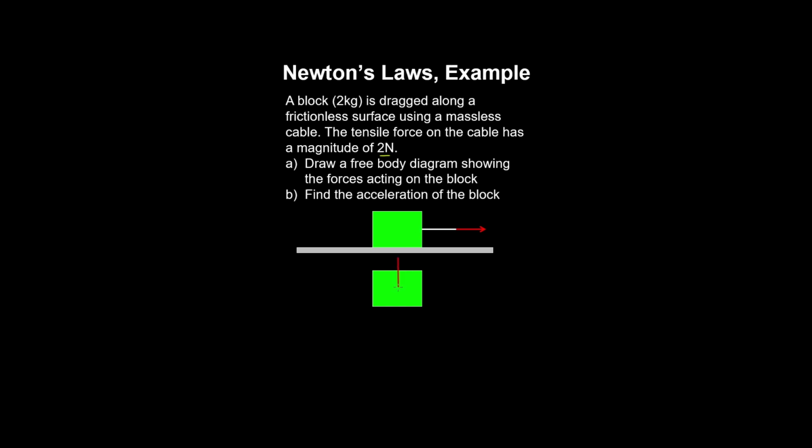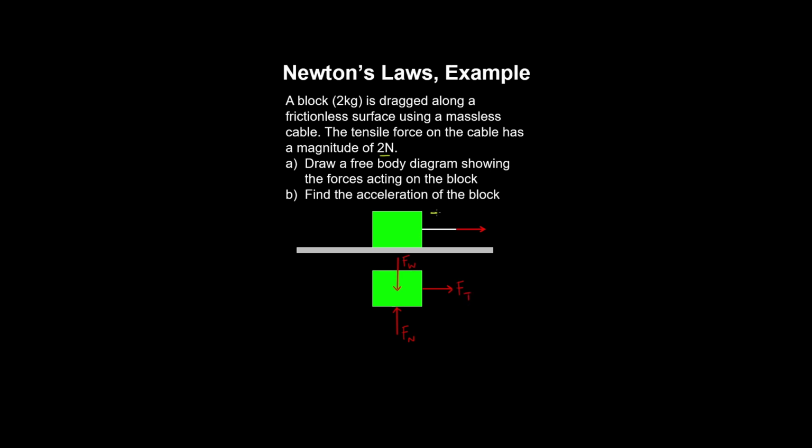So what we have is the force of weight acting through the center of mass, pulling that block downwards. And we have a normal force, which is a contact force that's preventing this block from sinking into the ground. And a tension force on the massless cable is transmitted to the block.